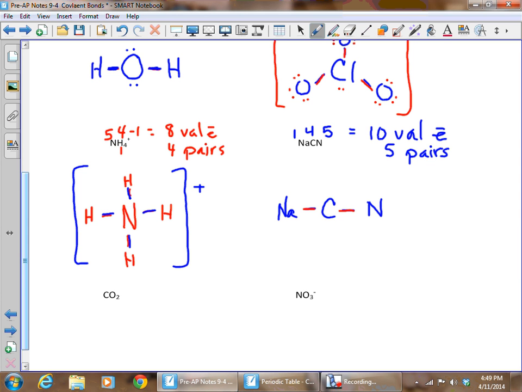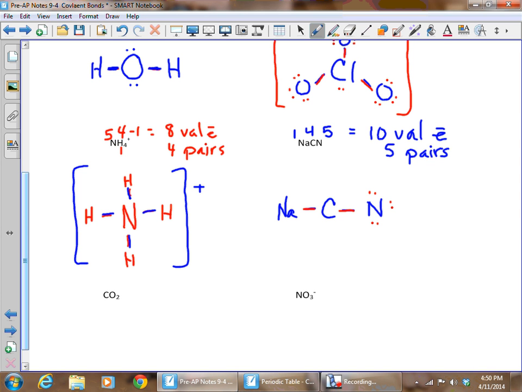So does nitrogen want them? Yes, it does. It's in group 5A. We've already established in previous problems that nitrogen does want that octet. So we've used up 2 on the carbon, 3, 4, 5 for nitrogen. Now, at first glance, we might think, okay, everything's good. We gave nitrogen its octet.